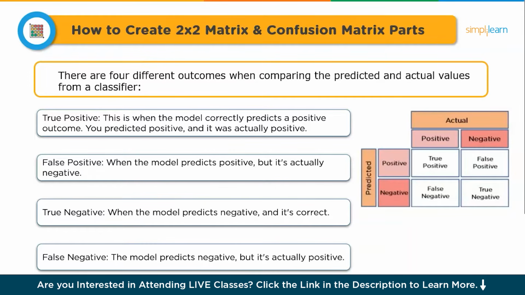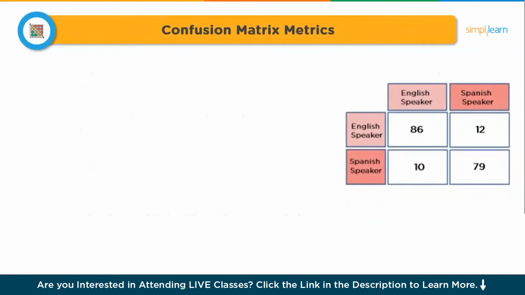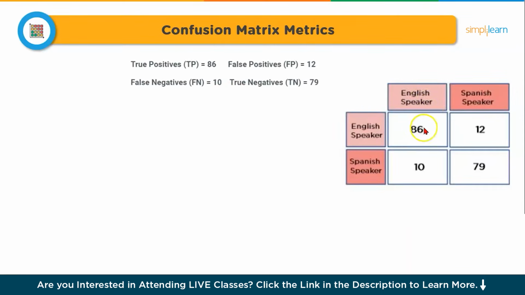Moving forward, let's see the matrix of a confusion matrix. So this is a graph. We know there are 4 parts: true positive, false positive, false negative, and true negative. This one is true positive, this one is false positive, this one is false negative, this one is true negative. Just consider a confusion matrix made for a classifier that classifies people based on whether they speak English or Spanish. From this diagram you can see that.